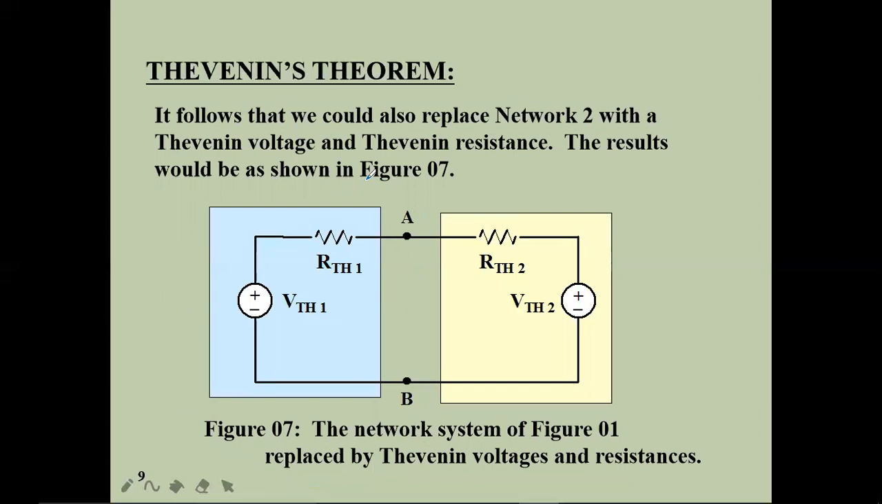So this is network 1 and this is network 2. I'm going to summarize network 1 and network 2 using this way of representing. It follows that we could also replace network 2 with a Thevenin's voltage and a Thevenin resistance. The result would be the same as figure 7. If you have voltage sources, current sources, and a lot of resistances on network 2 itself, you can replace the entire network 2 by representing it with VTH and RTH. But if you have only resistances, you can reduce the resistances of network 2 into a common resistance, that is R load. So this is about this slide.